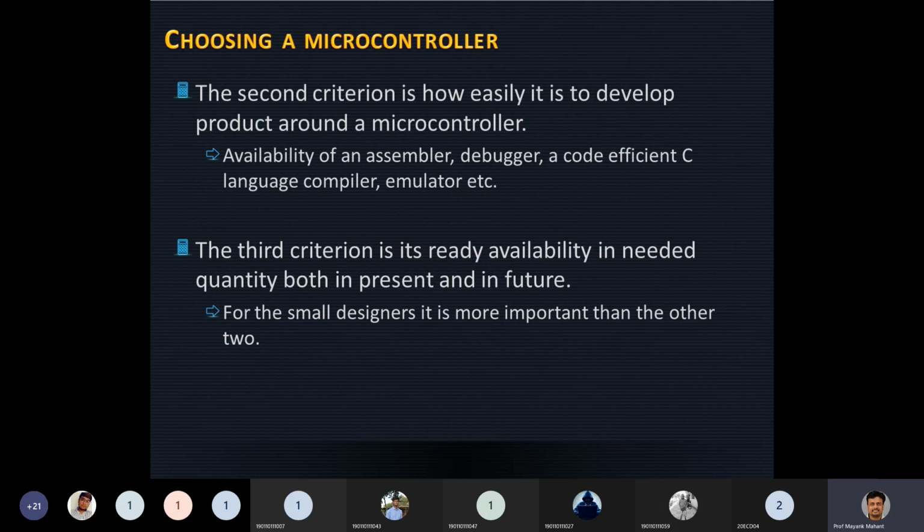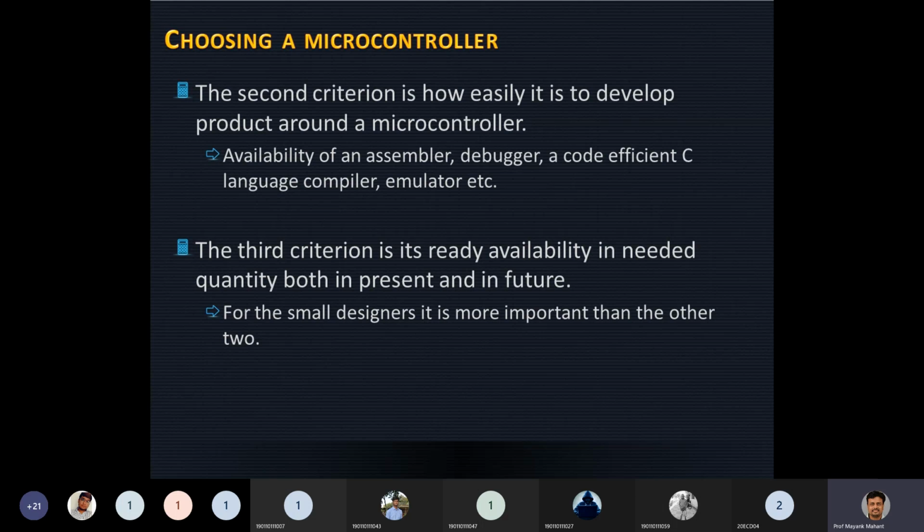So this second criterion is how easy it is to develop the product around a microcontroller, meaning what support is available in the market for the given microcontroller: whether an assembler is available or not, whether a debugger is there or not, whether the code is efficient, whether we have a compiler which can support C language code or a higher level language, or whether an emulator is available or not. All these things decide whether you can go for this particular microcontroller or not.